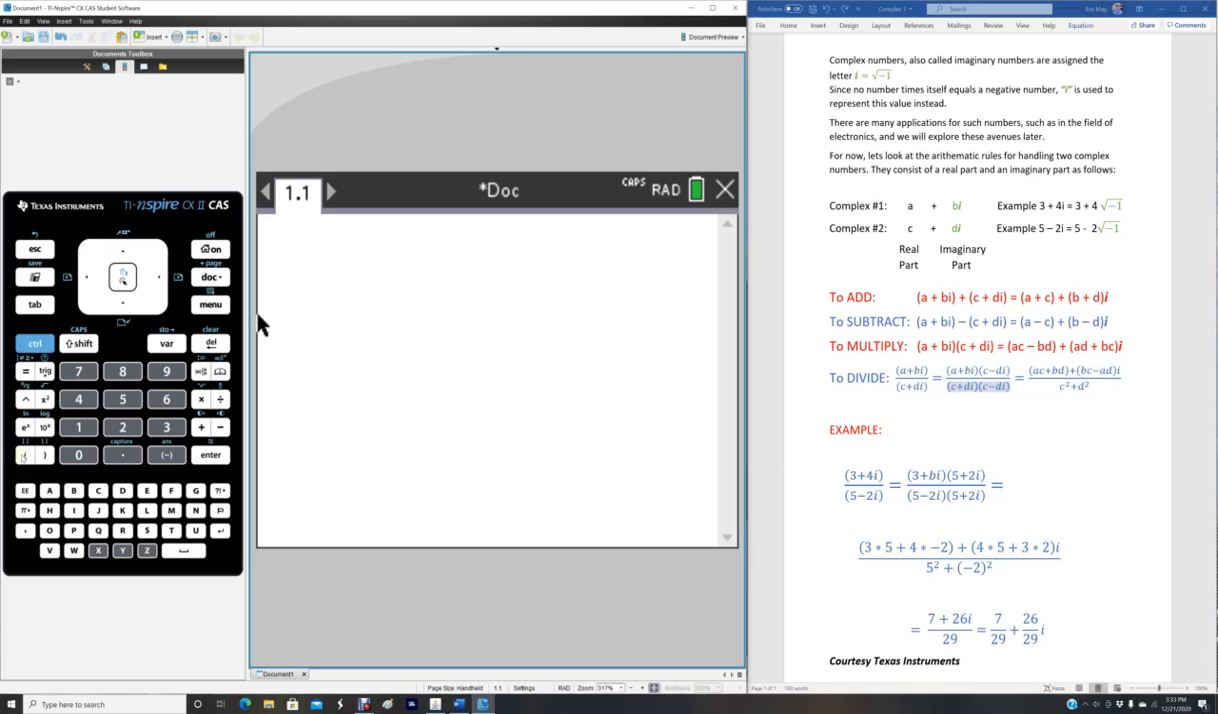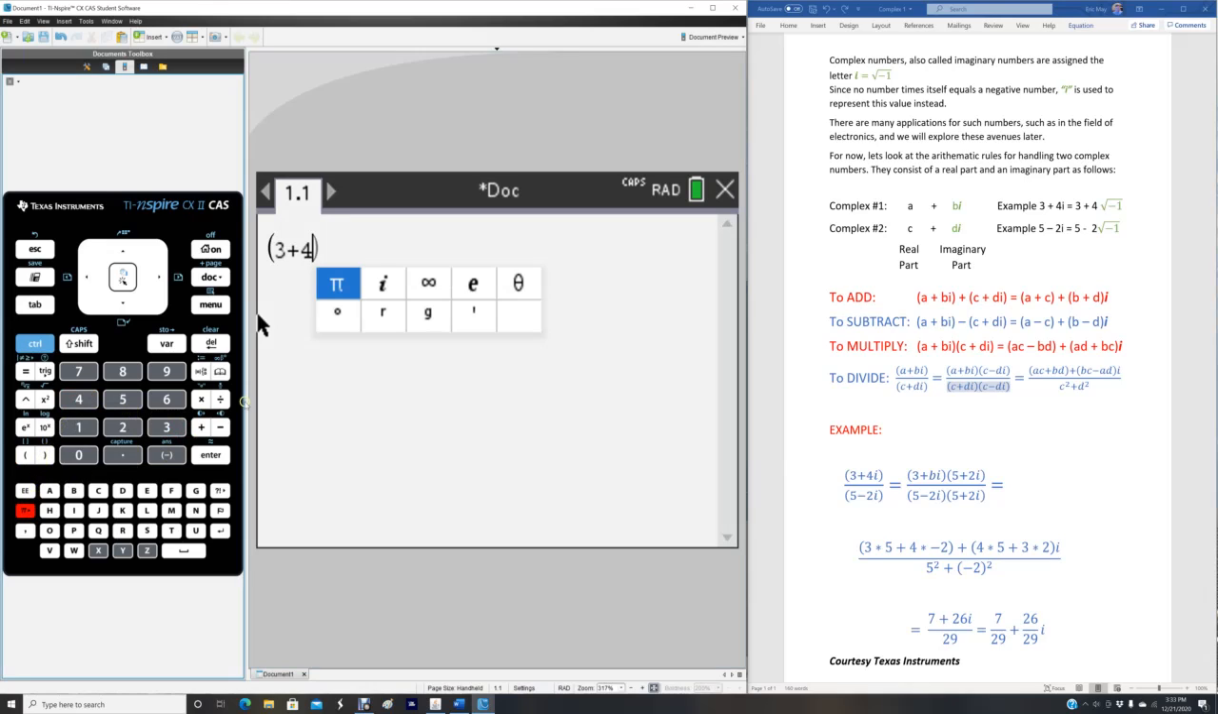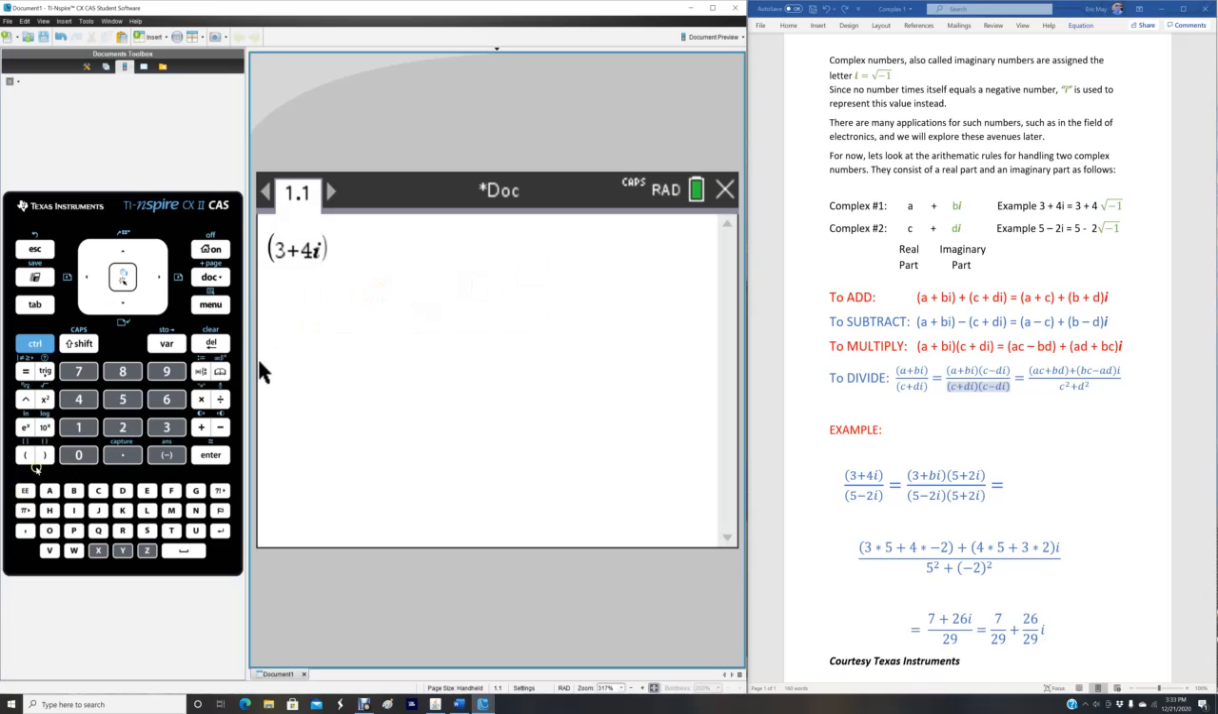So first, using left parentheses, then 3 plus 4, and then for i, for the imaginary number, we go to the pi sign down here, click on that, and you'll see it gives us a number of different mathematical operators here. We're going to just pick the i. Then right parentheses, divide, left parentheses again, and this will be 5 minus 2i.